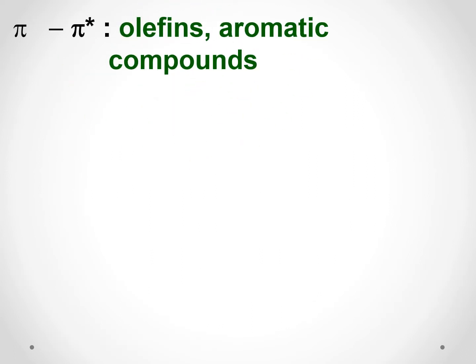Pi to pi star transition. It is shown by olefins or aromatic compounds. The essential condition here is that there should be a carbon-carbon multiple bond. It can be a double bond, it can be a triple bond, but there should be a carbon-carbon multiple bond. Only compounds containing this bond will show pi to pi star transitions.